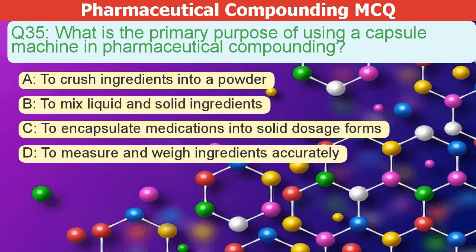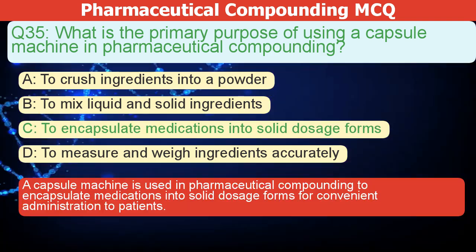What is the primary purpose of using a capsule machine in pharmaceutical compounding? A. To crush ingredients into a powder. B. To mix liquid and solid ingredients. C. To encapsulate medications into solid dosage forms. D. To measure and weigh ingredients accurately. The correct answer is C. A capsule machine is used in pharmaceutical compounding to encapsulate medications into solid dosage forms for convenient administration to patients.